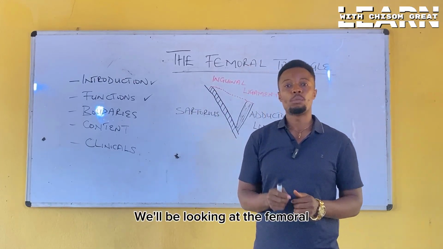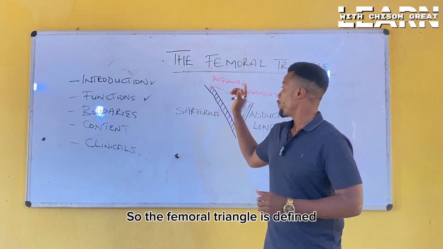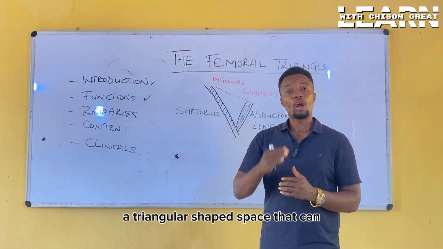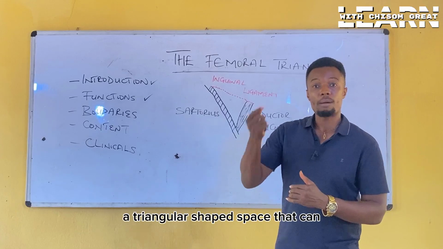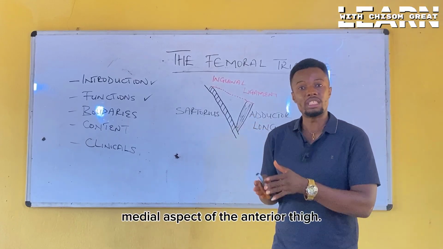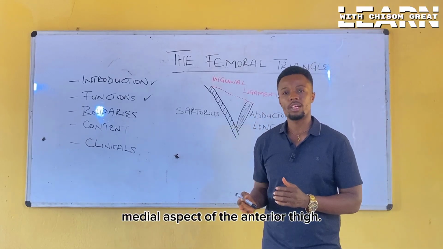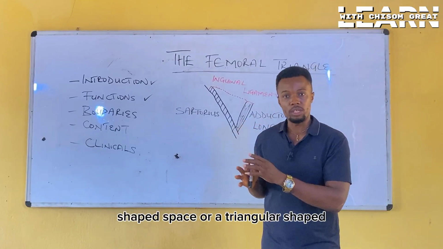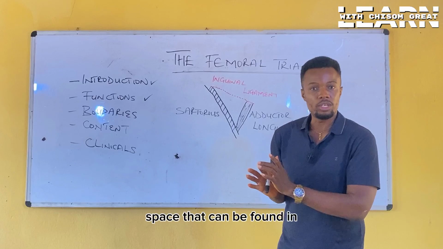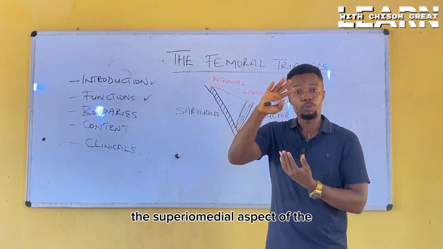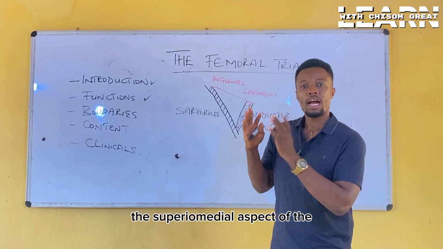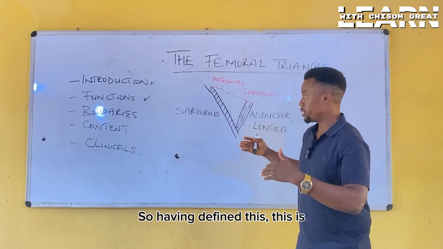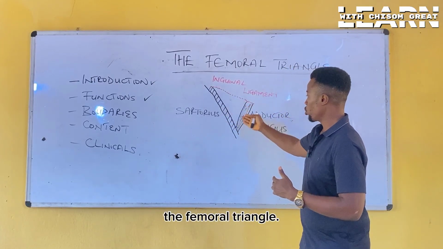We'll be looking at the femoral triangle. So, the femoral triangle is defined as a wedge-shaped space or a triangular-shaped space that can be found in the superior and medial aspect of the anterior thigh. I repeat, it is a wedge-shaped space that can be found in the superior-medial aspect of the anterior thigh.